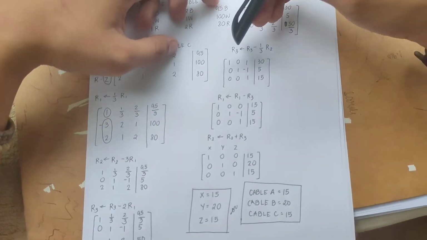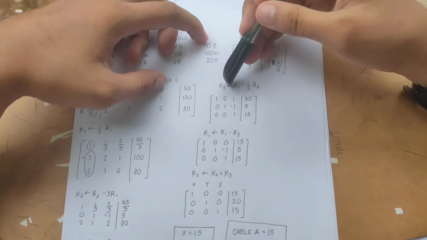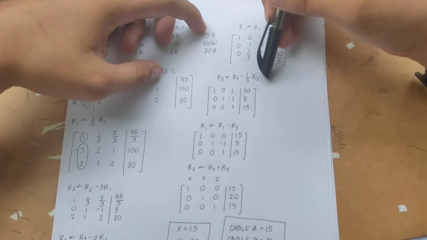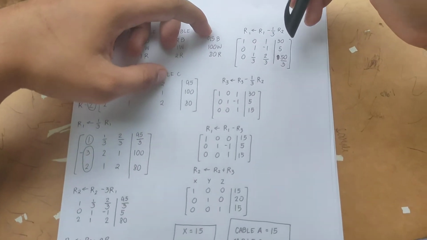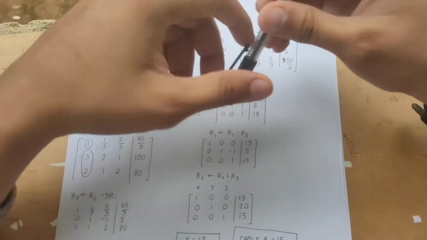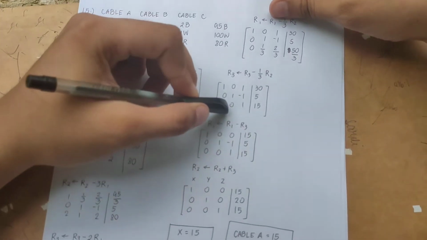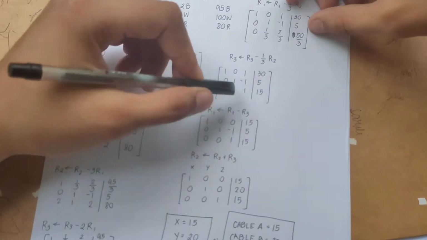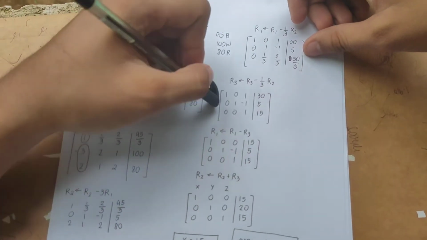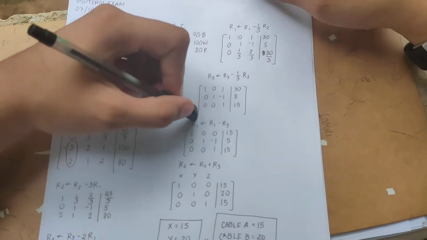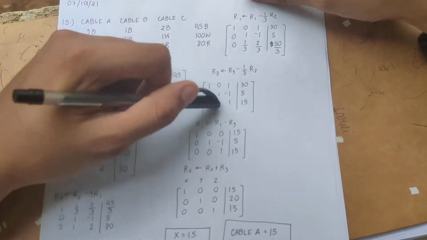Next step is this equation. Ito na naman equation na to. R3 is equals to R3 minus 1/3 R2 in order to make it 0 again. Ito na naman, yung row 3 na naman yung ating ma-manipulate. And then copy, copy the row 1 and 2. Walang magbabago. And then row 3 na naman evaluate natin para maging 0 ito.